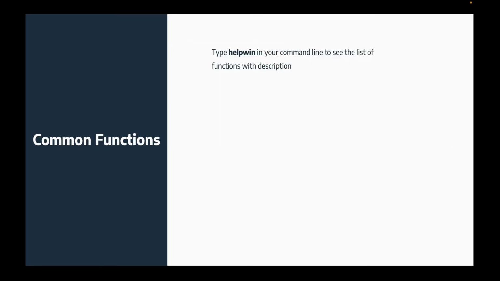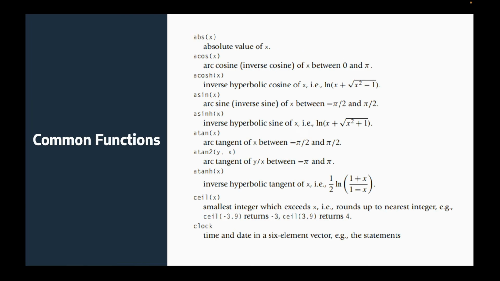Now let's go ahead in our command line and write the command help elfun. That will show you a list of the functions that MATLAB already recognizes with their descriptions. You can also go to help in your MATLAB and type in common functions or functions. Scan through the functions. You have abs of x, that's the absolute value of x. If you have x equals minus 1, then abs of x will give you 1.